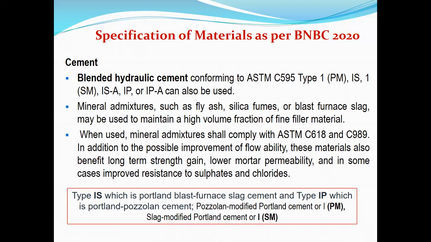Mineral admixtures like fly ash, silica fume, or blast furnace slag may be used to maintain a high volume fraction of fine filler material. So we said that cement is used, sand is used, but you can use some filler material also, like fly ash, silica fume, and blast furnace slag. And if these mineral admixtures are used, they shall comply with ASTM C618 and C989. Okay, these are the standards.